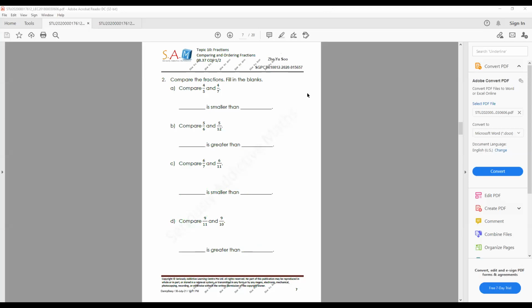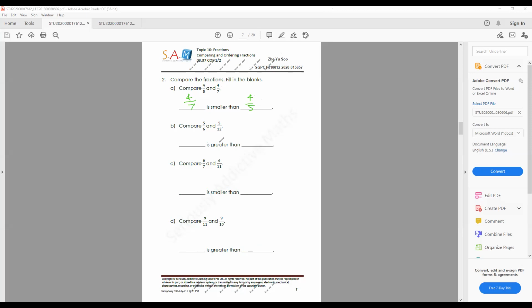Turn to page 7. I would like you all to do these questions. These are all fractions with the same numerator. Let me do the first few for you. Which is smaller? Because the numerator is the same, I look at the denominator. The bigger the denominator, the smaller the fraction. So 4 out of 7 is smaller than 4 out of 5.